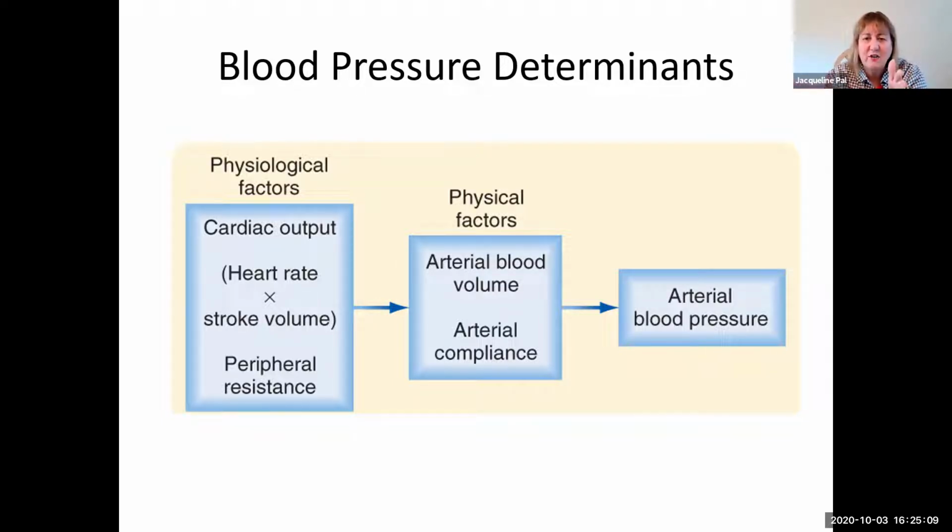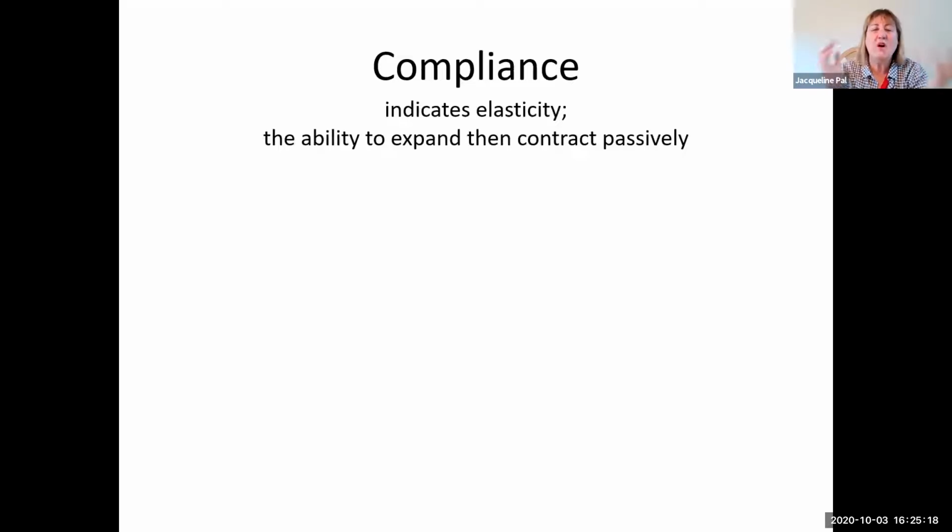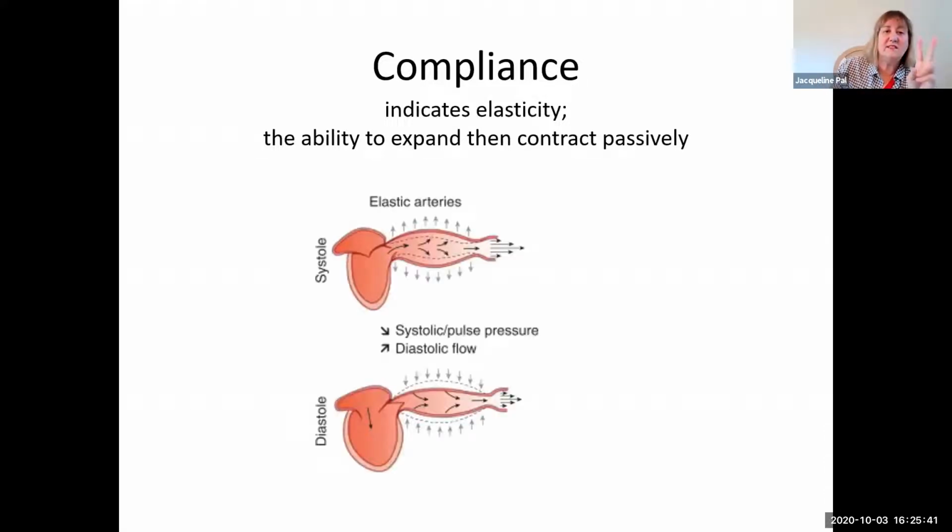So then the physical factor that's going to affect blood pressure has to do with arterial compliance. So what is that? Basically, elasticity. So it's the ability of the walls of that blood vessel to do two things: expand, and then when it doesn't need to be bigger because there's a decrease in blood volume, to contract passively. So this does two things.